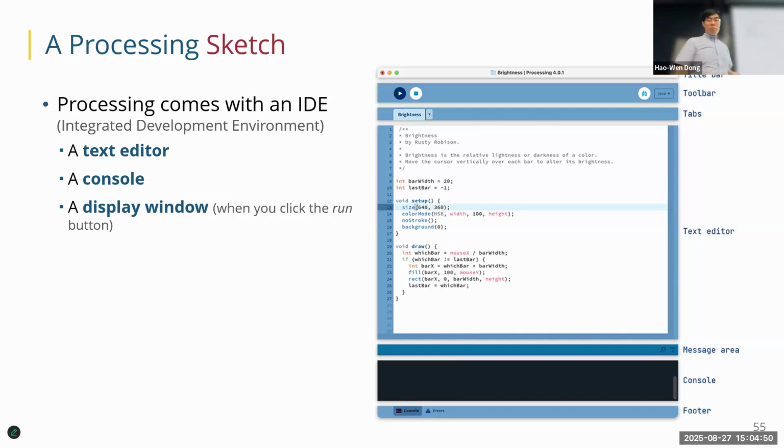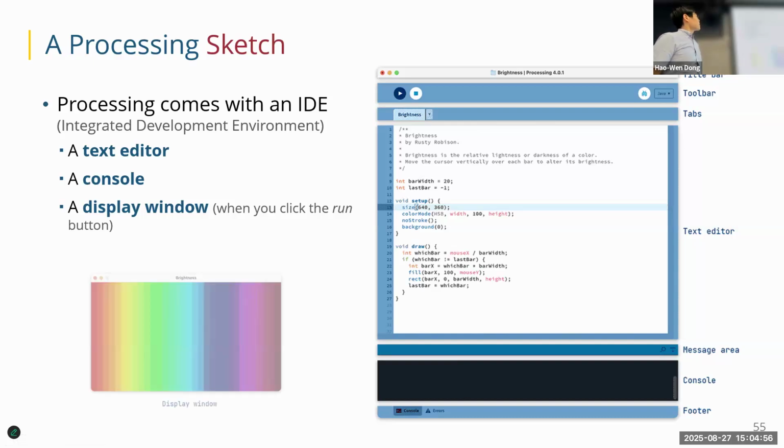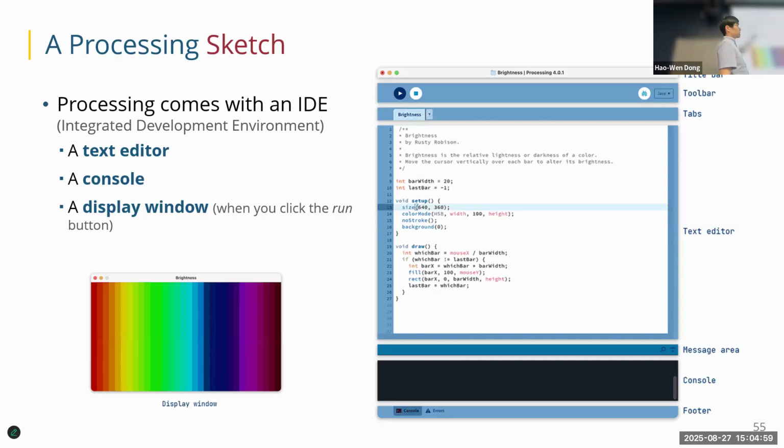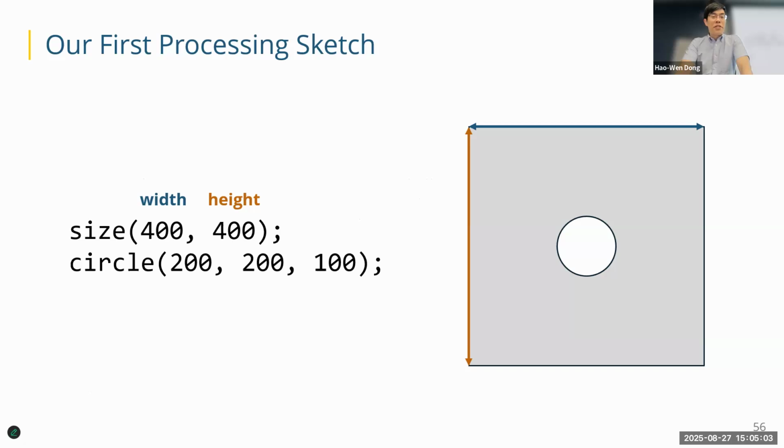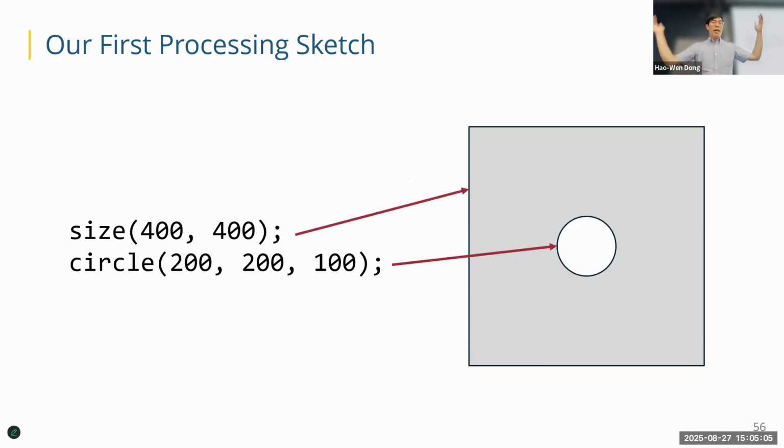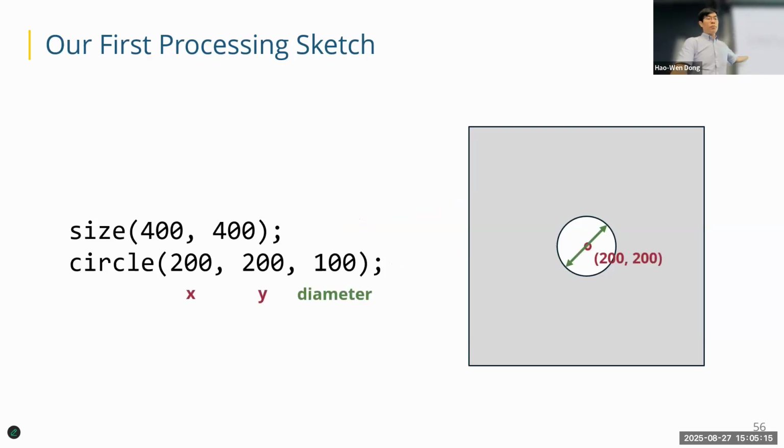But anyway, Processing has the full IDE, which is very nice. You have a text editor, console, and display window. Over time you will get a sense of what it's like. This is our first Processing sketch. To recap, size will create the 400 by 400 canvas, and then you can draw a circle, which is pretty straightforward. It's just X, Y, diameter, and you have a bunch of other shapes.